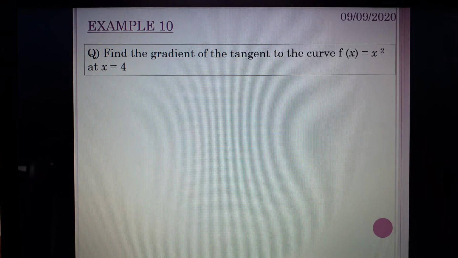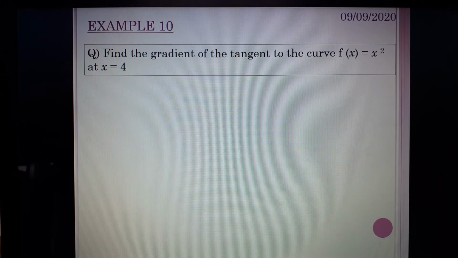Find the gradient of the tangent to the curve f of x equals x squared at x equals 4. Now, you may be asked the rate of change, as you were in the last question, or a very specific rate of change, which is the gradient. The gradient is the very common rate of change that we deal with. It's the rate of change of the y's over the x's, isn't it?